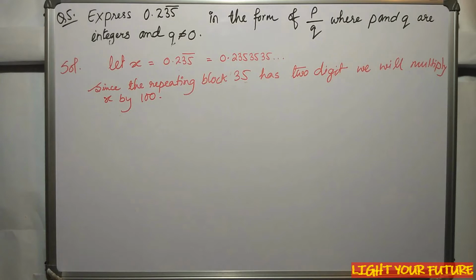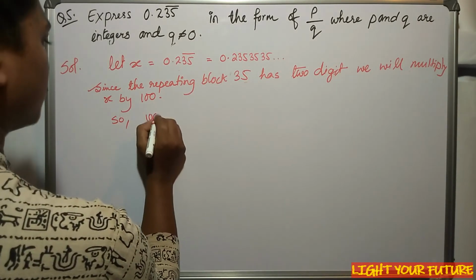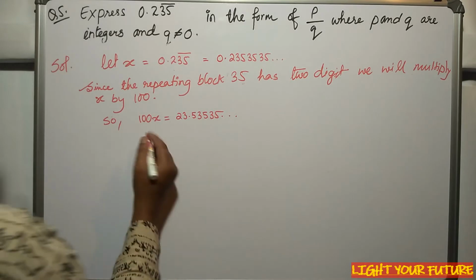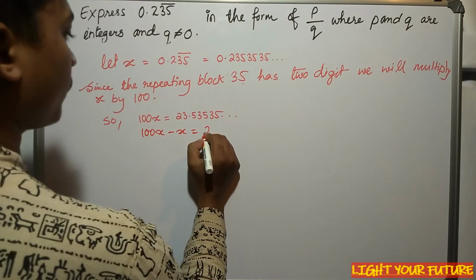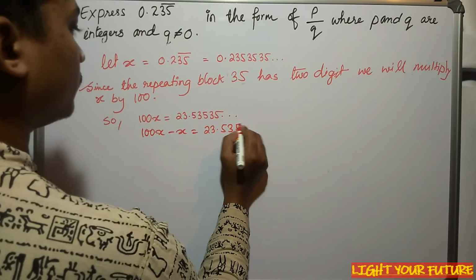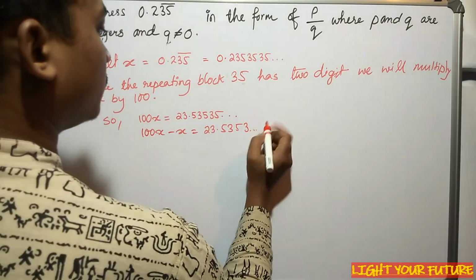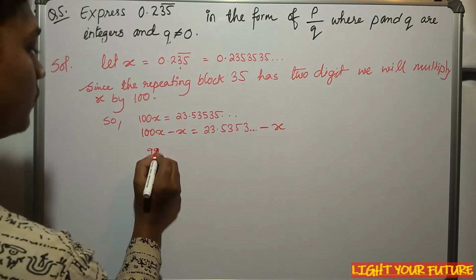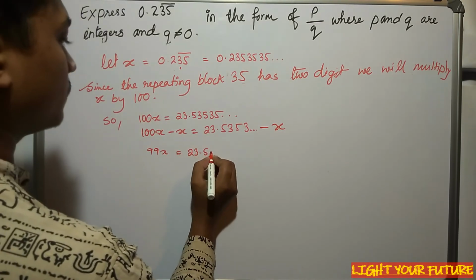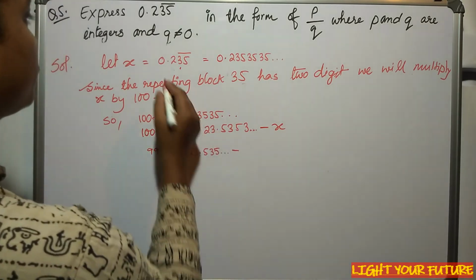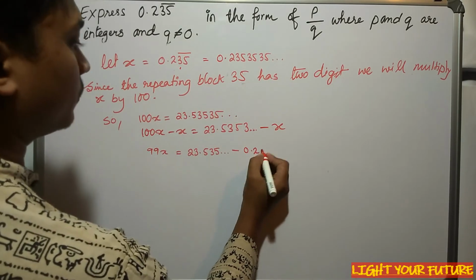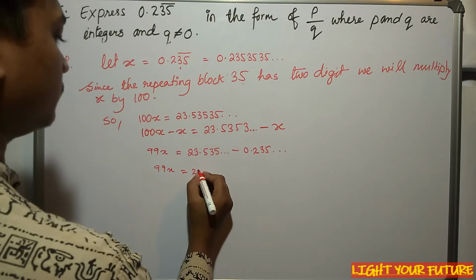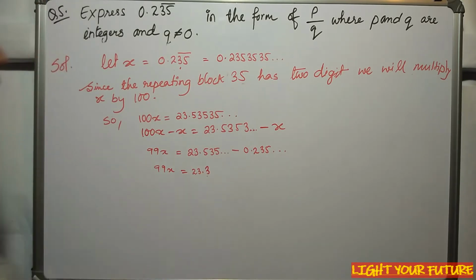So we get 100x equals 23.53535 and so on. 100x minus x equals 23.5353 minus x. Now 99x equals 23.5353 minus, putting the value of x equals 0.23535, 35, 35 and so on. Now 99x equals, when subtracting 23.535 minus 0.235, we get 23.3. Now x equals 23.3 by 99.